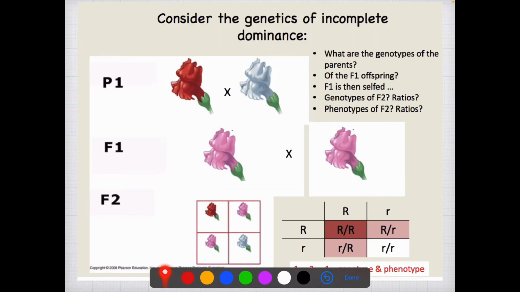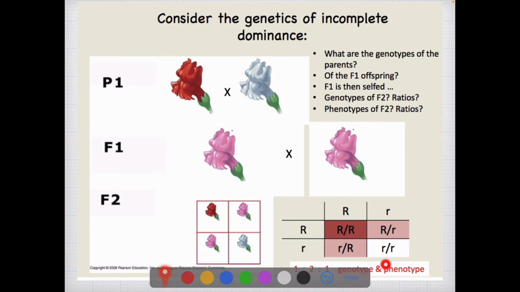However, we can compare that to this situation where we actually have three different phenotypes. There's still only two alleles in this case, but the alleles show incomplete dominance. And the red is considered to be dominant and the white is considered to be recessive, but when you have a heterozygote, then that individual has a pink phenotype. Sometimes this is also called blending.